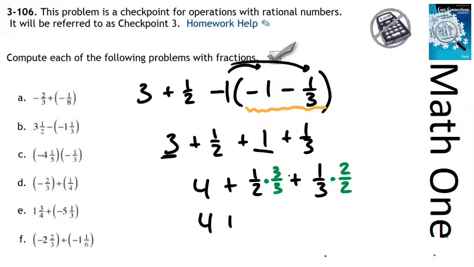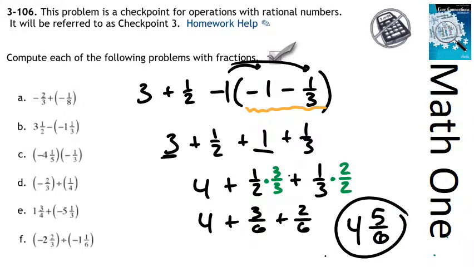So I've got a 4 plus, let's see, 1 times 3 is 3 over 6, plus 1 times 2 is 2 over 6. And 3/6 plus 2/6 is 5/6. My answer is 4 5/6. That's so much fun. Let's look at C.